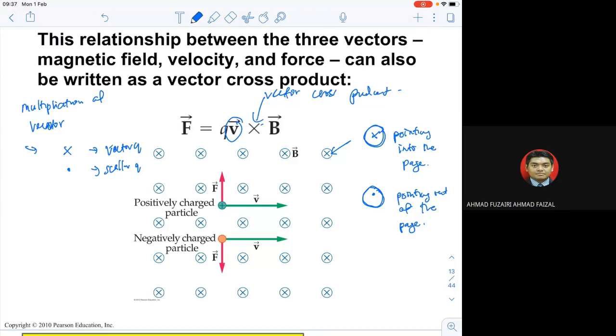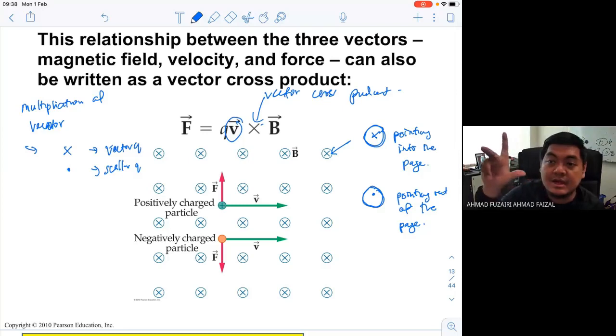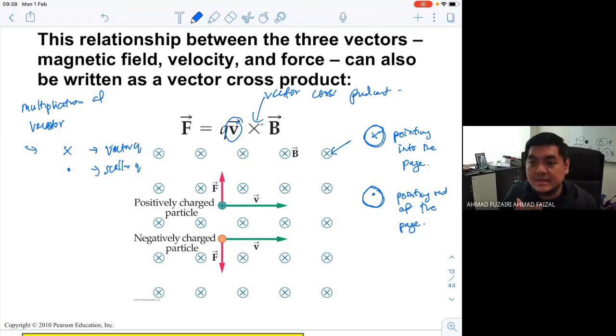This situation is the same as left hand Fleming. Let's look at left hand Fleming. The thumb is force, the same. The middle finger is velocity, and the pointer finger, jari tunjuk, is your magnetic field. It's just a different way of doing it.